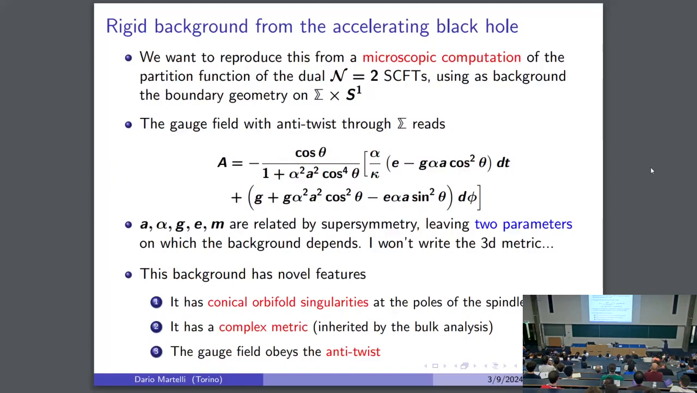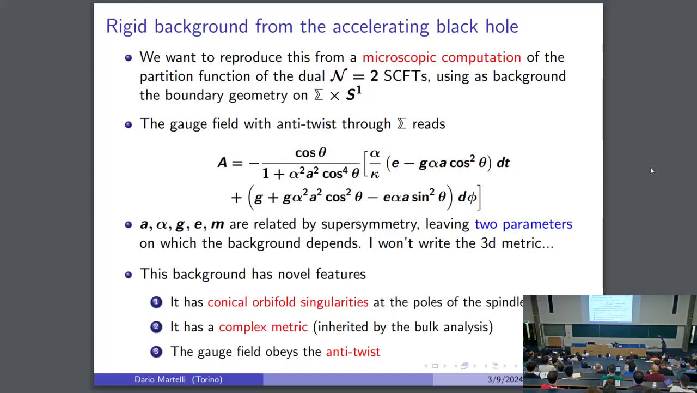So we want to reproduce this entropy, which was flashed in the last slide, by a microscopic computation of the partition function of the dual CFT, which we can take ABGM, as I said, if we want, on the background geometry, which is topologically the spindle times S1. Now, this background, as was flashed in the previous talk, has an extremely complicated metric. And I guess this was not reported, so I'm reporting it here.